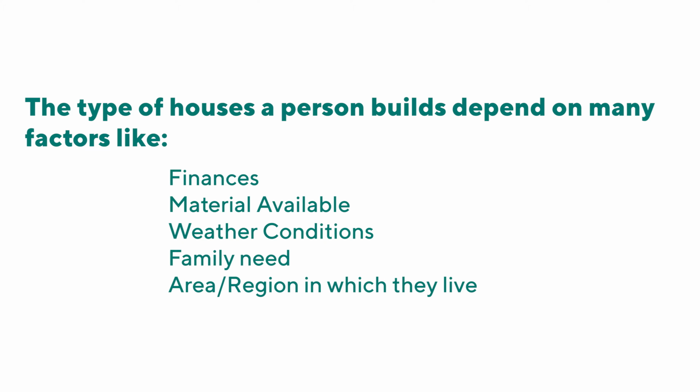Okay, so what are the conditions? Number one is finances. Number two is the material available. Number three is weather conditions. Number four is depending on the family need. Number five is the region in which they live.